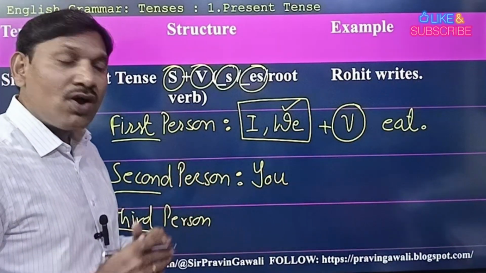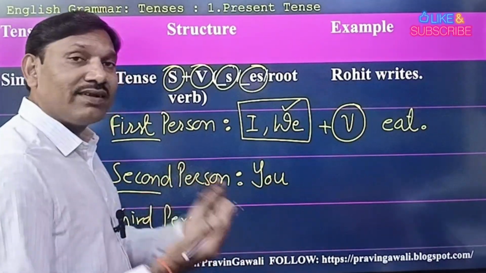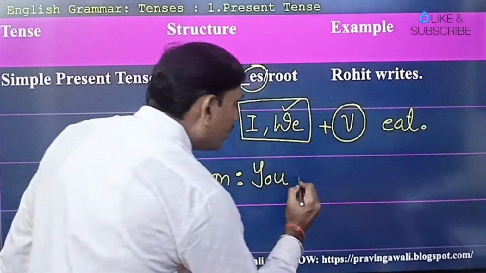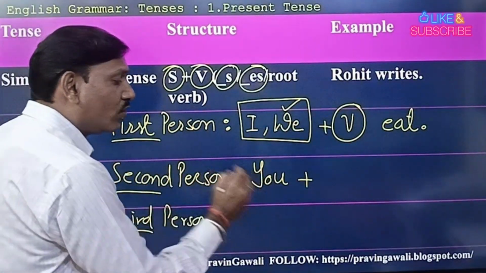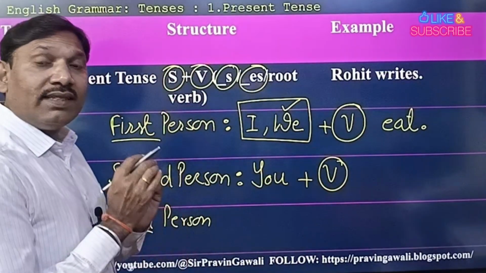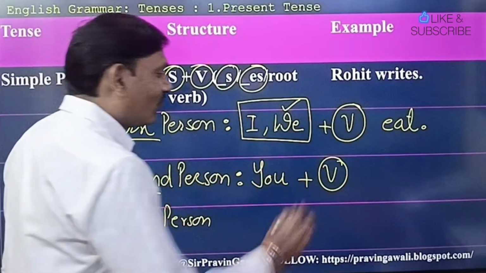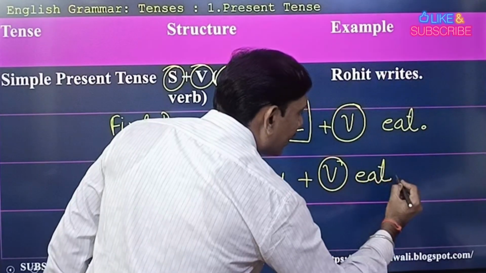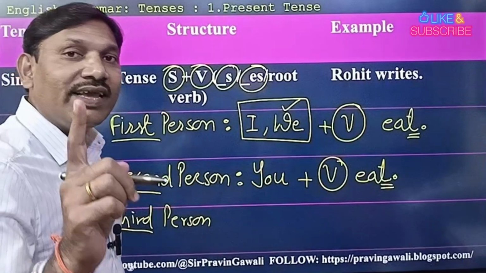The second person means to whom we are talking. You is the second person, meaning with whom we are talking or addressing. That is the second person. Now here, if the subject is the second person pronoun, that is you, then the verb will be in the root form. It will not take s or es. Okay, students. For example, the same example we will take of the verb: you eat. So here the verb doesn't take s or es form.